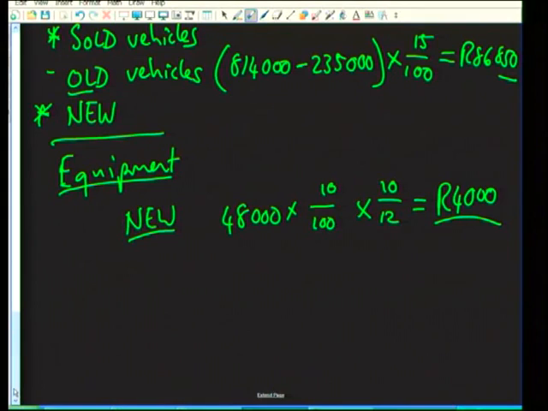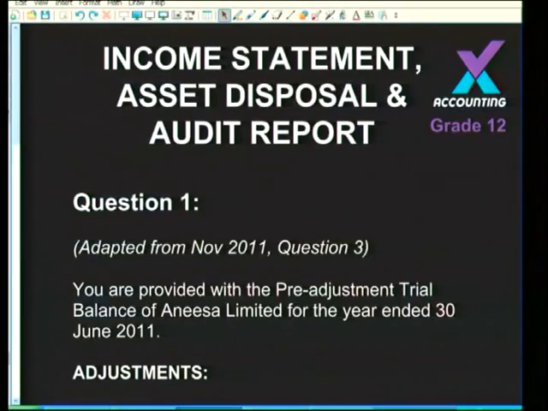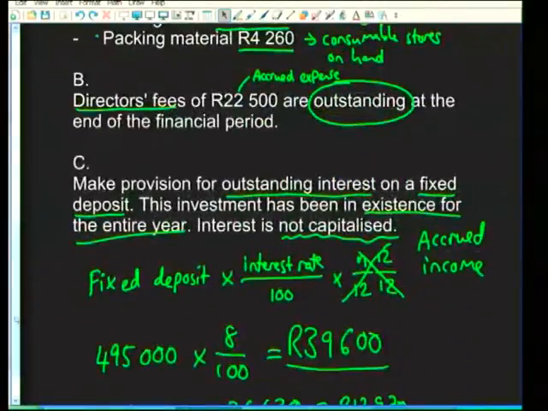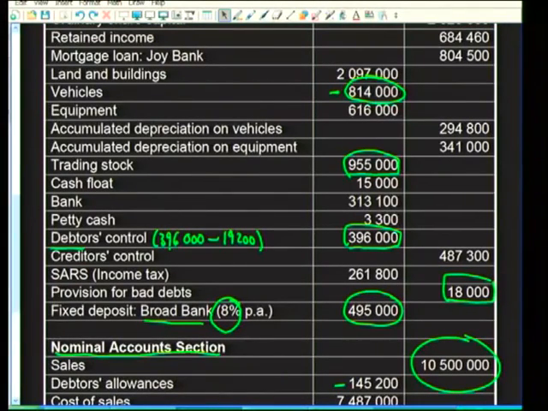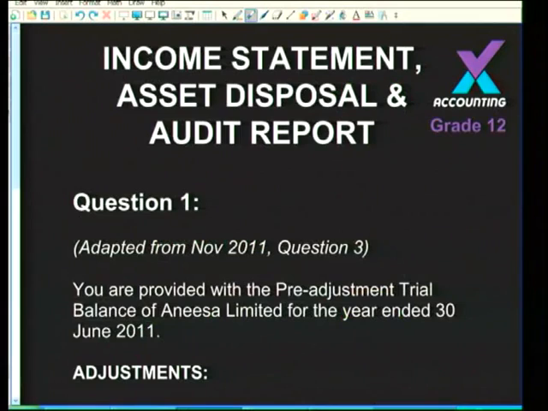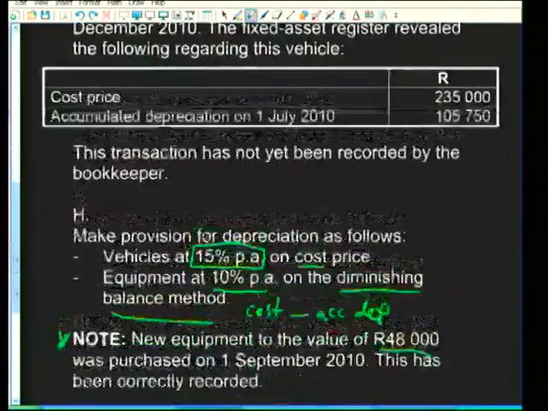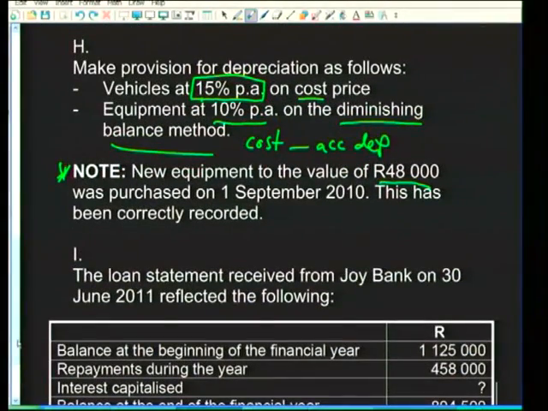Right, there's one more thing to consider before we're done with our long depreciation calculation, and that is the old equipment. In other words, the equipment that we've had since the beginning of the financial year. Let's look back at the information. Here it tells us that the equipment was a total of 616,000 Rand. Now, that 616,000 Rand includes the new equipment that we purchased. How do we know that? Because the adjustment tells us that. The adjustment tells us that the 48,000 was correctly recorded.